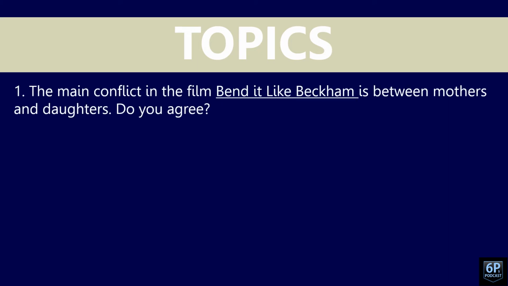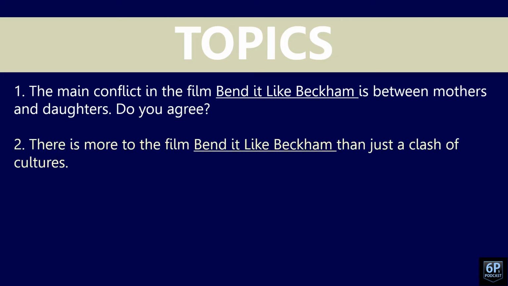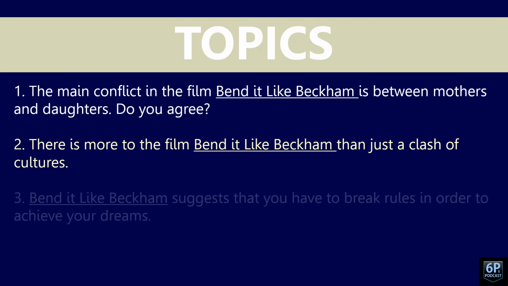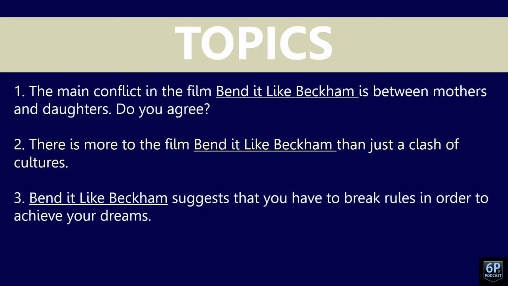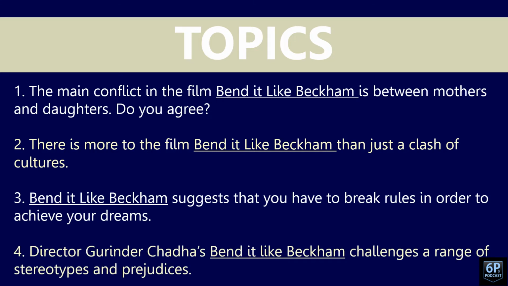Let's look at the different topics. The first one is the main conflict in the film Bend It Like Beckham is between mothers and daughters. Do you agree? The second one, that there is more to the film Bend It Like Beckham than just a clash of cultures. The third one, that Bend It Like Beckham suggests that you have to break the rules in order to achieve your dreams. And the last one, that director Gurinder Chadha's Bend It Like Beckham challenges a range of stereotypes and prejudices.